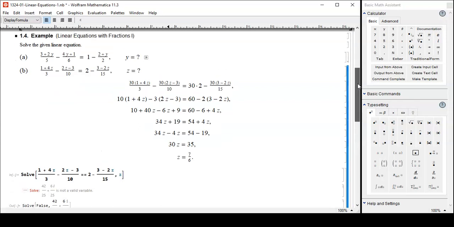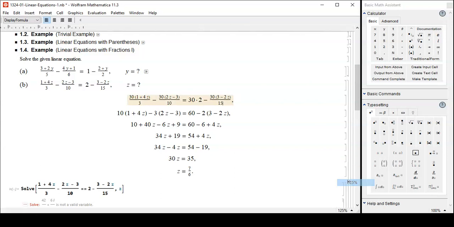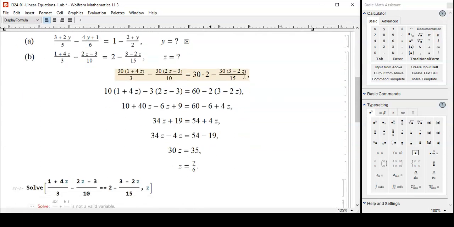Okay, what did you get? Did you get this computation? Let's see, increase the font. Multiplying by 30 to each term. And don't forget this 30 times 2, which is 60. And then divided by 3, divided by 10, divided by 15, so that you remove all the denominators, and then remove parentheses, and then go ahead and combine like terms. That's how you do it.